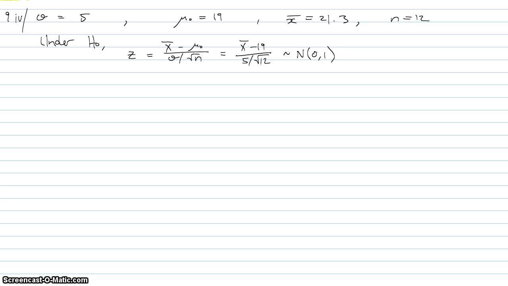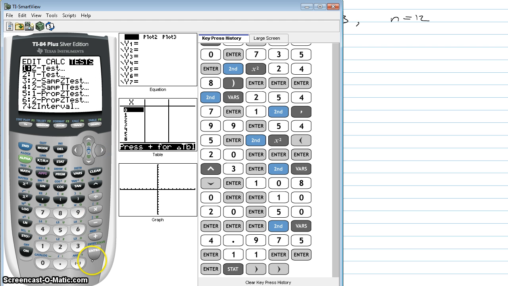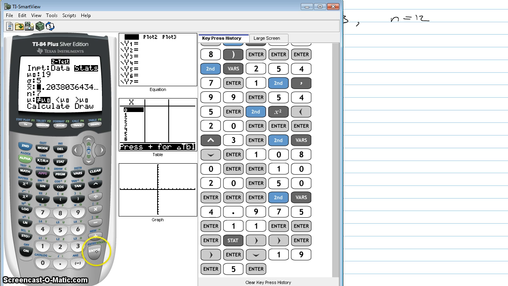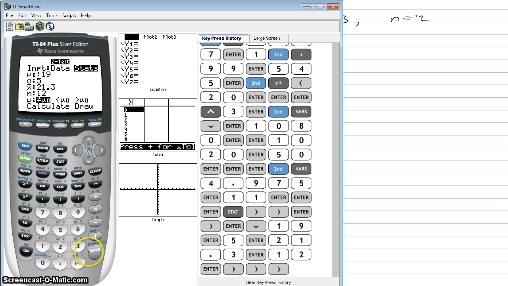And I'm asked to find the least significance level at which the null hypothesis is rejected. So if we test this from GC, what do we find? So let's go to our GC. Hope this works. And I'm going to go to stat. This time I'm going to go to test, a z-test. I'm going to input by statistics. My mu naught is 19. My standard deviation for my population is 5. My value of x bar is 21.3. My value of n is 12. And I'm testing that mu is greater than mu naught.